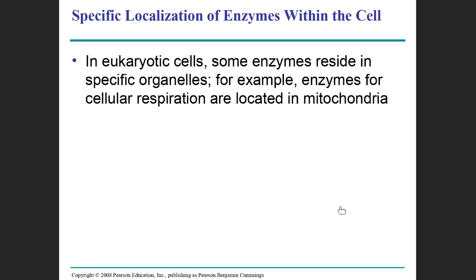In eukaryotes, there are some enzymes that are found in specific organelles like the mitochondria. So remember, mitochondria have their own chromosome, they have their own genes, they have their own ribosomes, so they can synthesize their own proteins and enzymes needed for cell respiration, which we're going to talk about next.